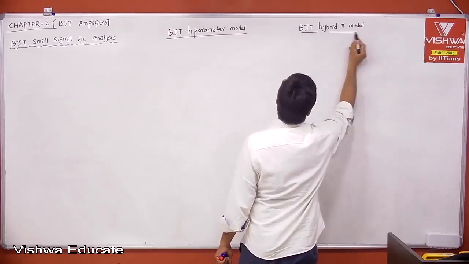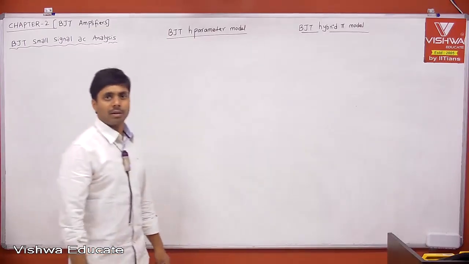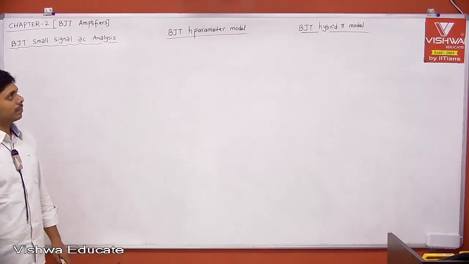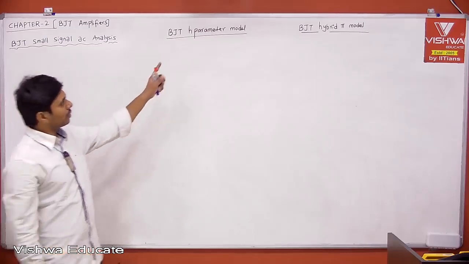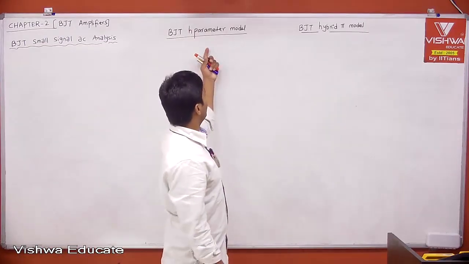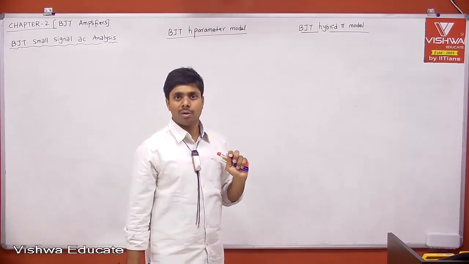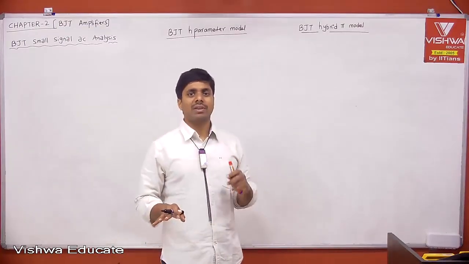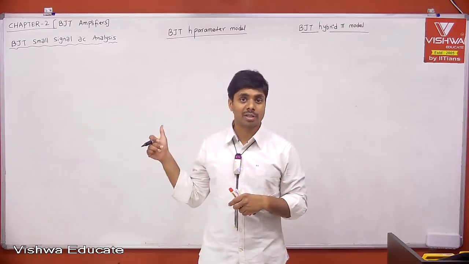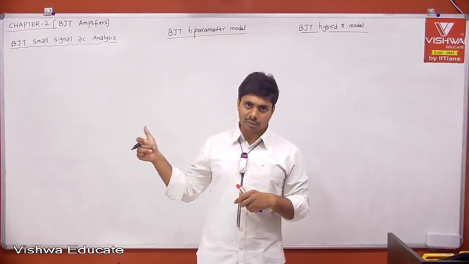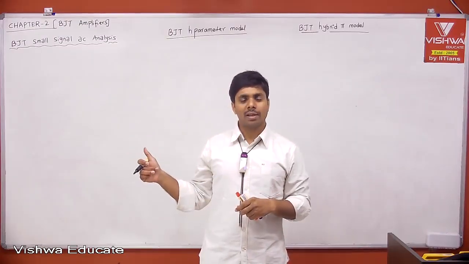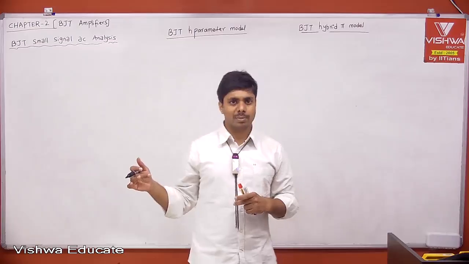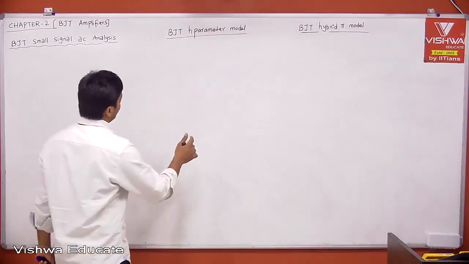Remember, at low frequencies both are the same. What is the reason to go from the H parameter model to a different model? Whatever we calculated, all AC parameters for different configurations using the H parameter model, which we got from two-port network analysis, why does it have a limitation? Let me explain.